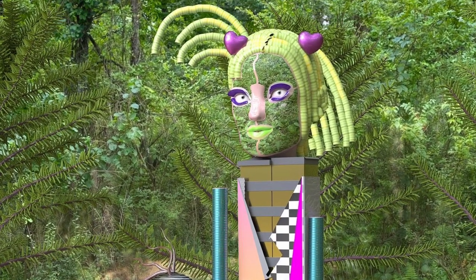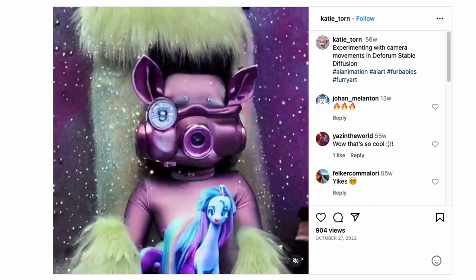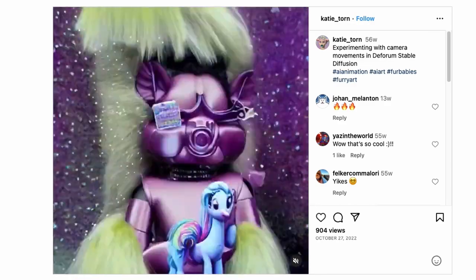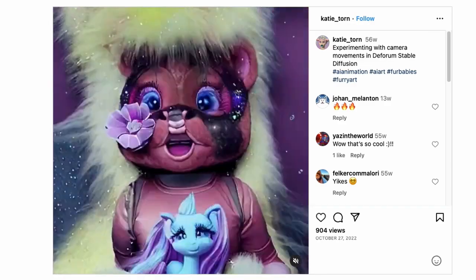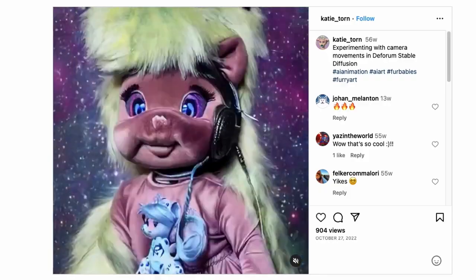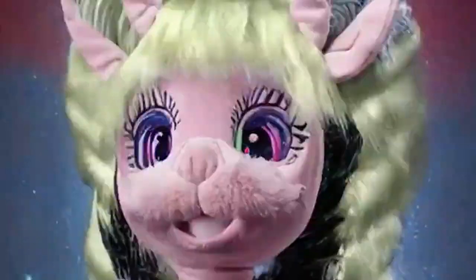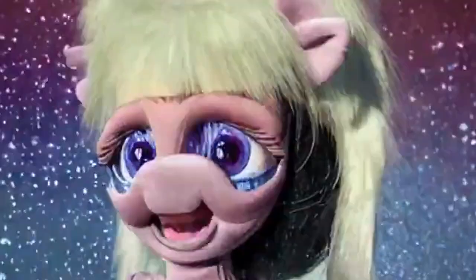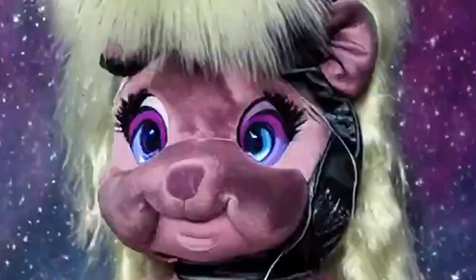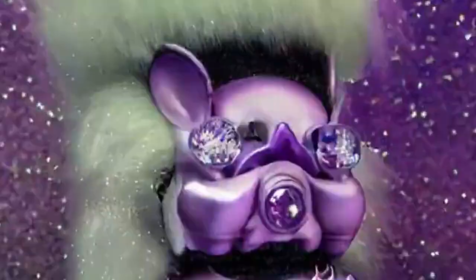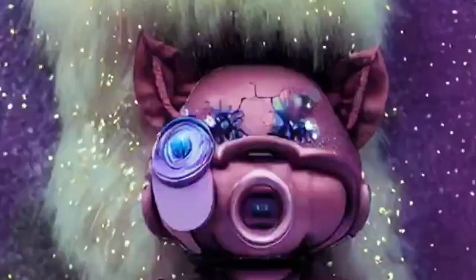Embracing the leaning into AI trend, New York animator Katie Thorne posted this video to Instagram, in which she experiments with camera movements and rendering image sequences. The result is an animated mishmash of children's toys that morphs and moves around the screen. It's weird and wonderful, and it's a great example of how AI is being used to experiment and explore.